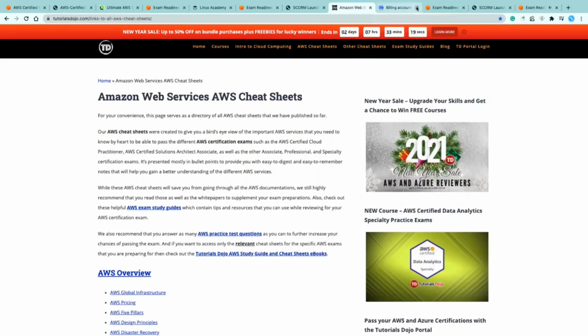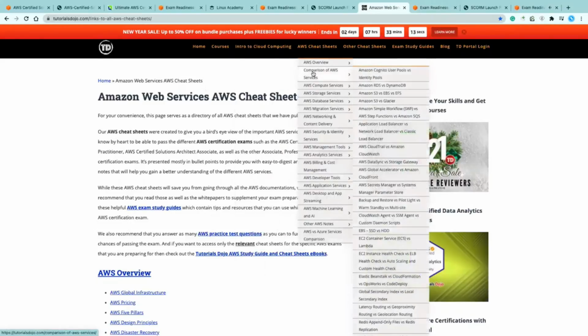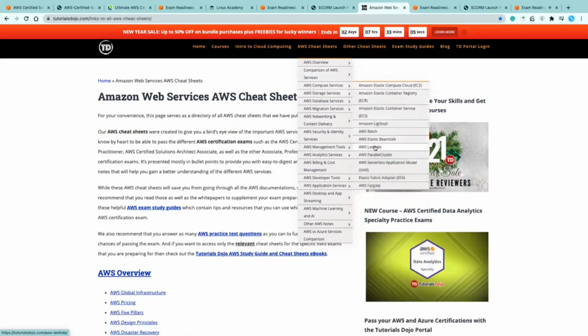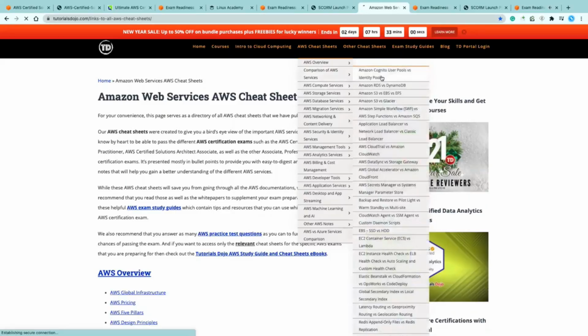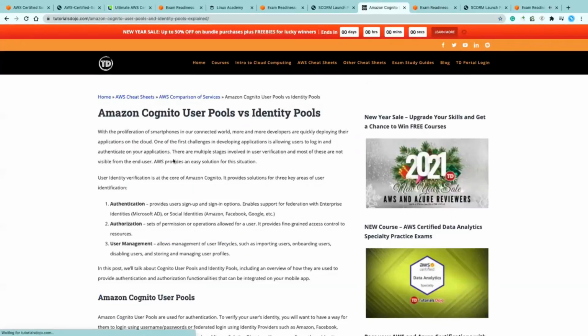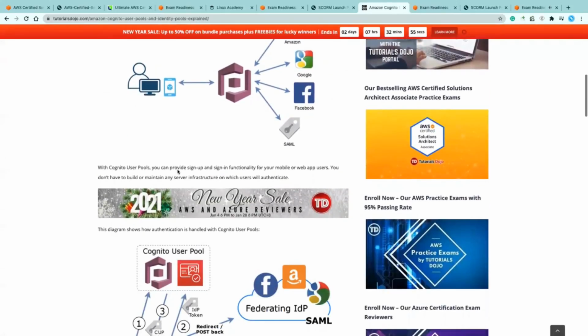Another thing is to check out the cheat sheets, especially the comparisons. On the day of the exam, when you're waiting for the exam to start and you have an hour or two in hand, just go through the comparison of various services, and maybe check out a quick comparison like Cognito user pool versus identity pool. So he covers it pretty nicely.